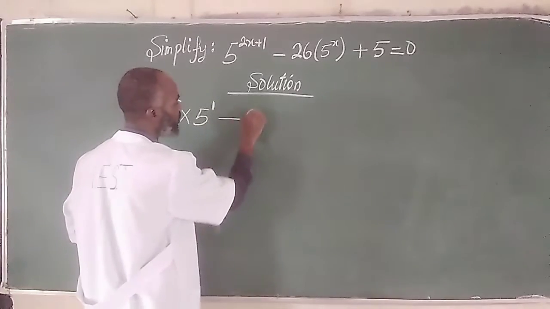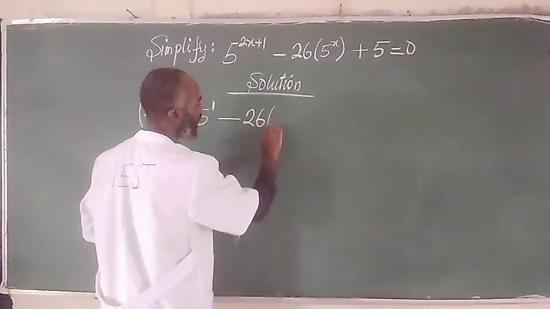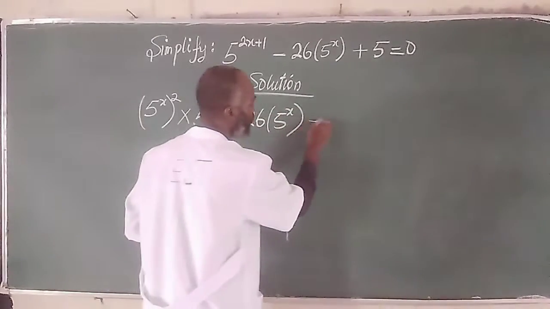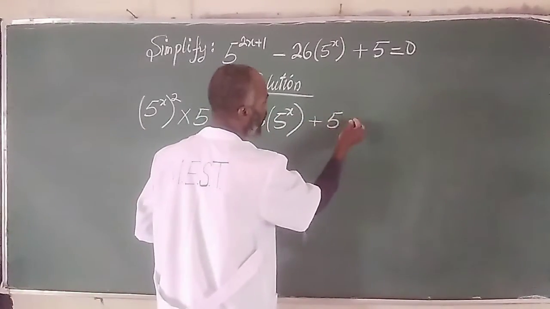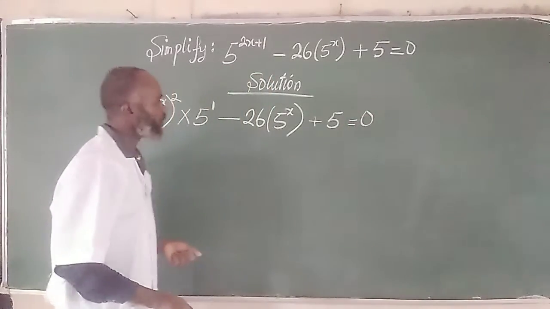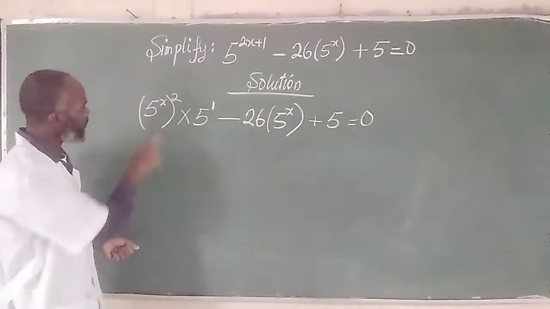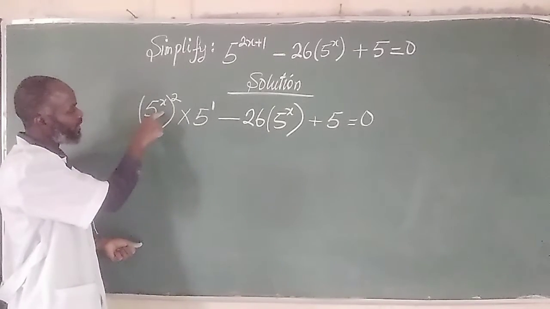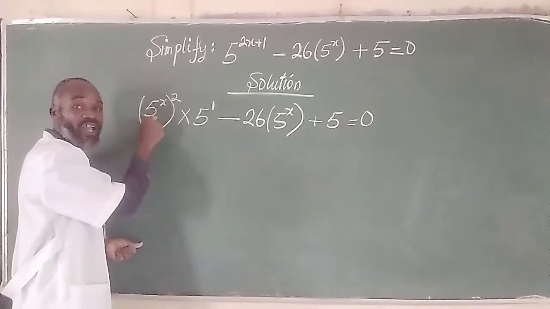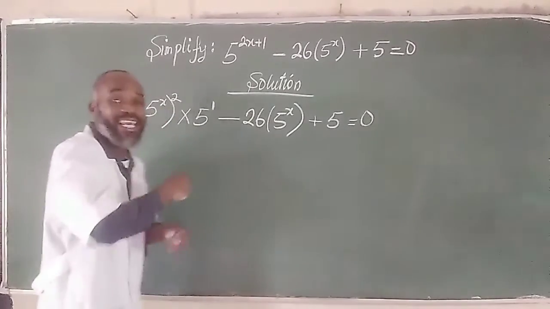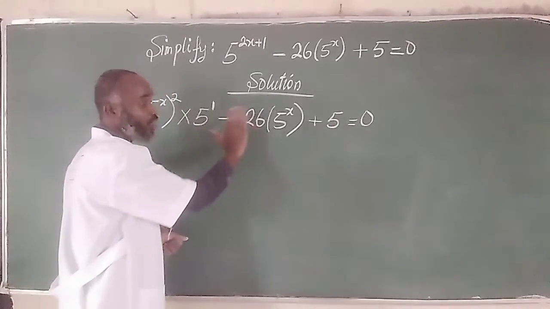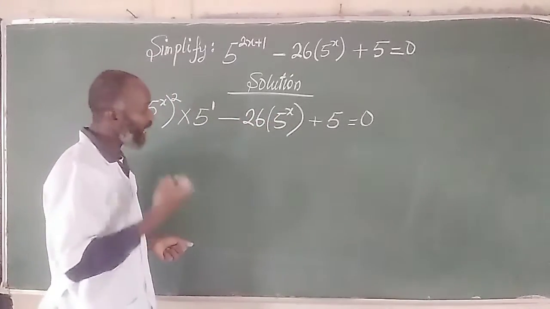We retain it the way it is: minus 26 bracket open 5^x bracket close plus 5 all equal to 0. Okay, what do we do next? Look at this. It becomes something to take care of. We are going to set 5^x to any letter of our choice, so that we can substitute accordingly and arrive at the appropriate value.